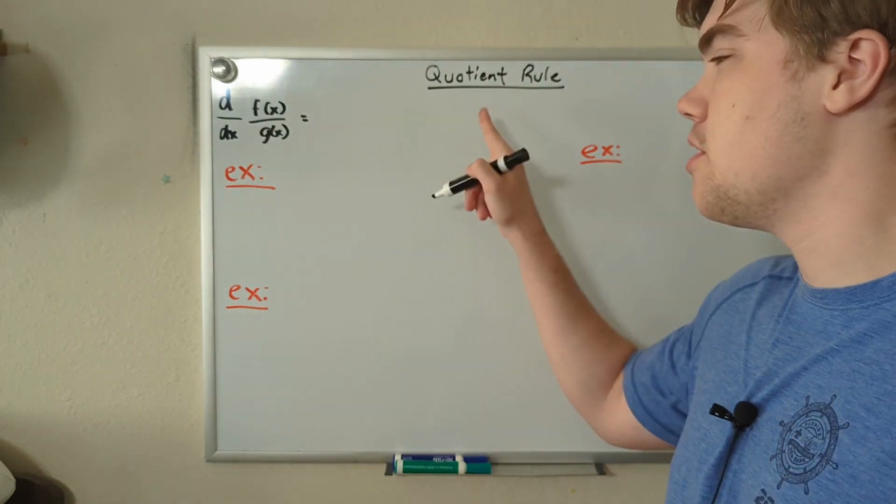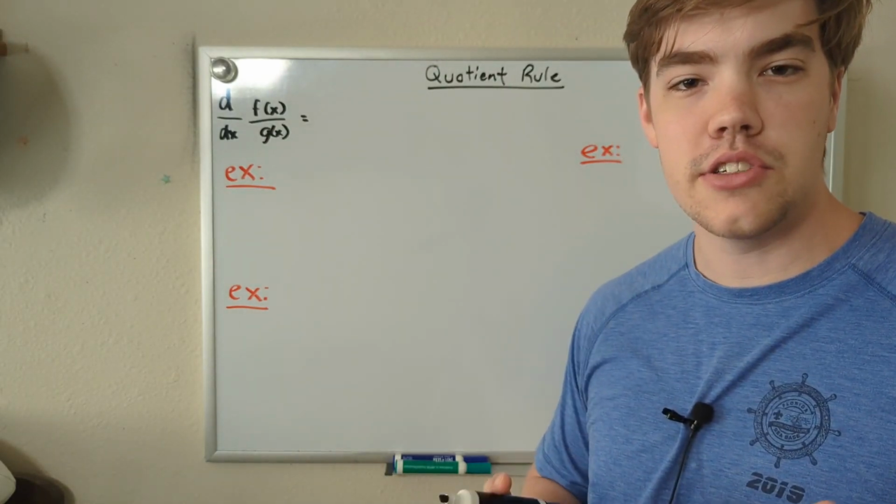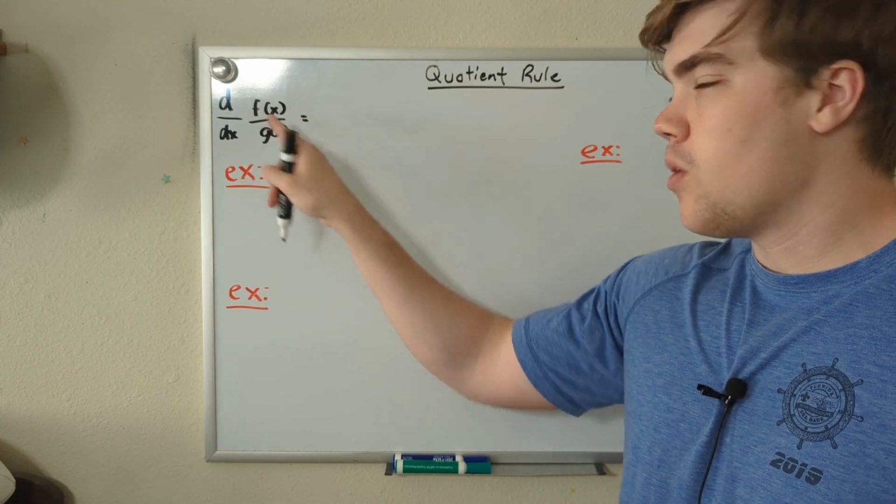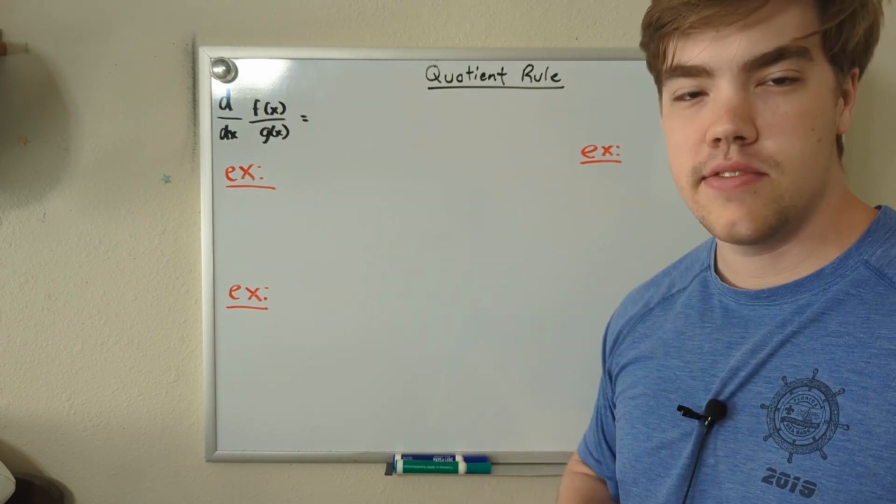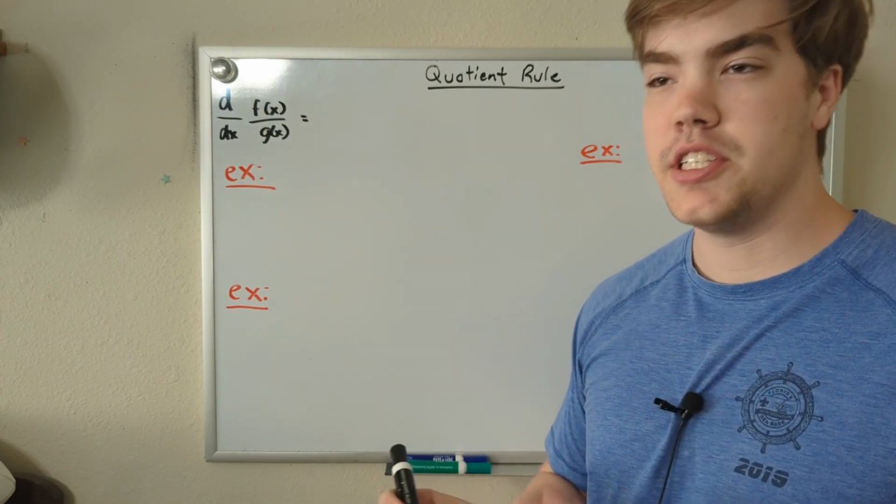In today's video, we're going to be talking about the quotient rule, which is a strategy we can use to solve derivatives. If we would like to find the derivative of one function f of x being divided by a second function g of x, we have to use the quotient rule, which is as follows.